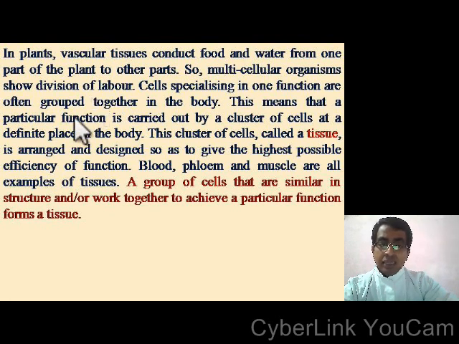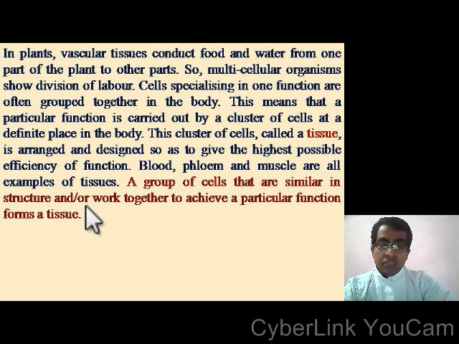Cells specializing in one function are often grouped together in the body. This means that a particular function is carried out by a cluster of cells at a definite place in the body. This cluster of cells, called a tissue, is arranged and designed so as to give the highest possible efficiency of function. Blood, phloem, and muscles are examples of tissues.